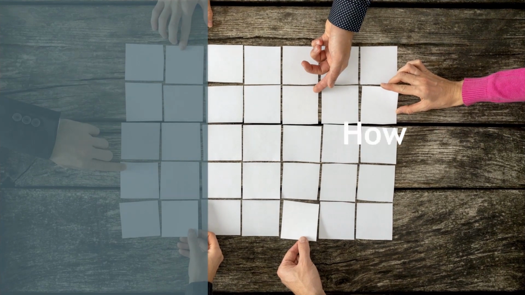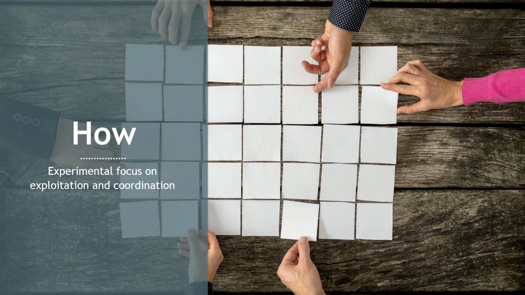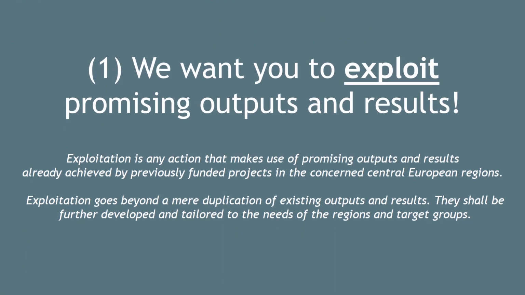Now you know what we want to achieve in which topics, so let's take a closer look at the focus of the call as such. We want you to exploit promising outputs and results first of all. We have defined exploitation in our application manual. Exploitation is any action that makes use of promising outputs and results already achieved by previously funded projects in the concerned Central European regions. We believe that exploitation goes beyond the mere duplication of existing outputs and results. They shall be further developed and tailored to the needs of the regions and target groups.